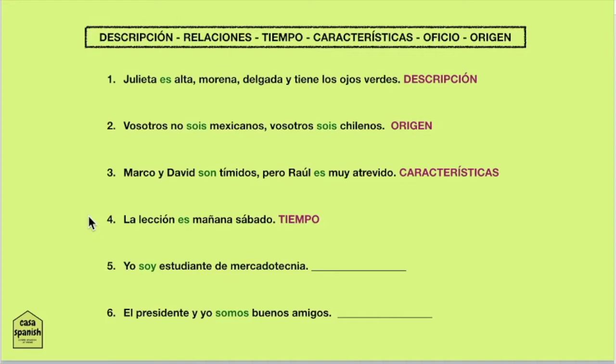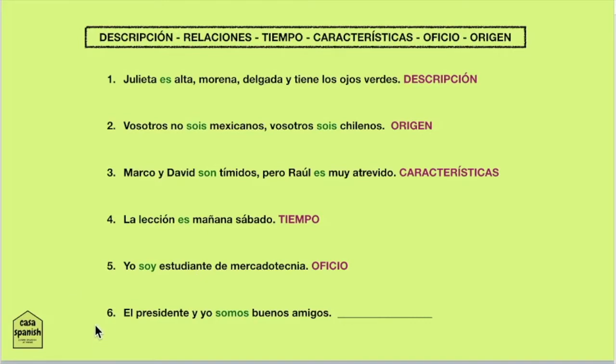5. Yo soy estudiante de mercadotecnia. I am a marketing student. Oficio or occupation. Now, this one is interesting because, for example, if you are thinking about the word student, a lot of students think, well, but student, I mean, you're not going to be a student forever. Yes, but student falls into the category of occupation, and that is why we're using ser.